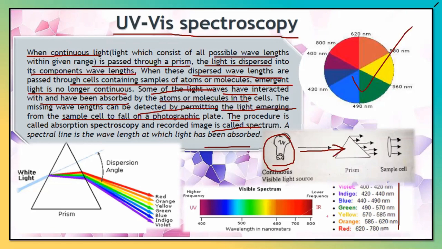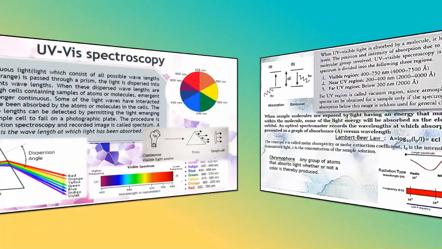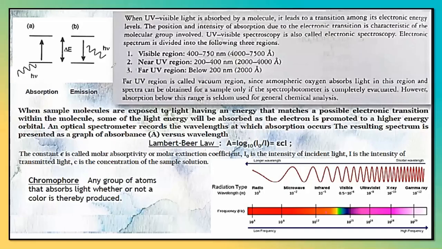So let us see what's next. In the next slide, UV visible light is absorbed by a molecule. Now we are getting the range. This is the range: visible region, near UV region, far UV. Far UV is below 200, near UV is 200 to 400, and visible is 400 to 750 or 700, right? So this was about the spectrum.